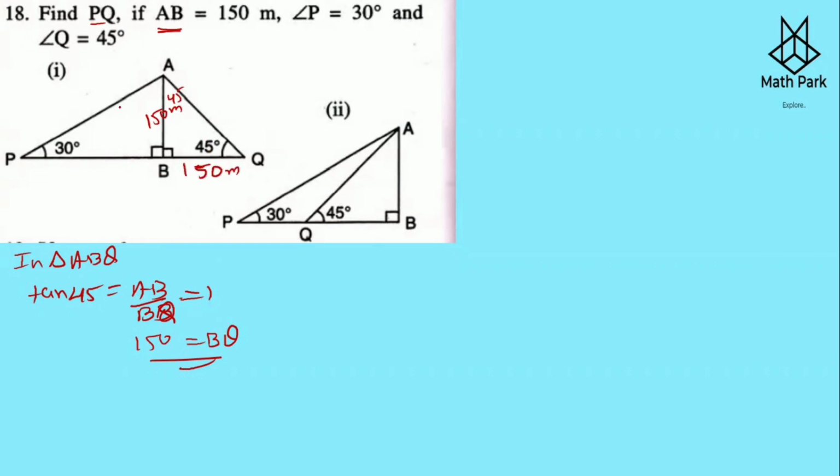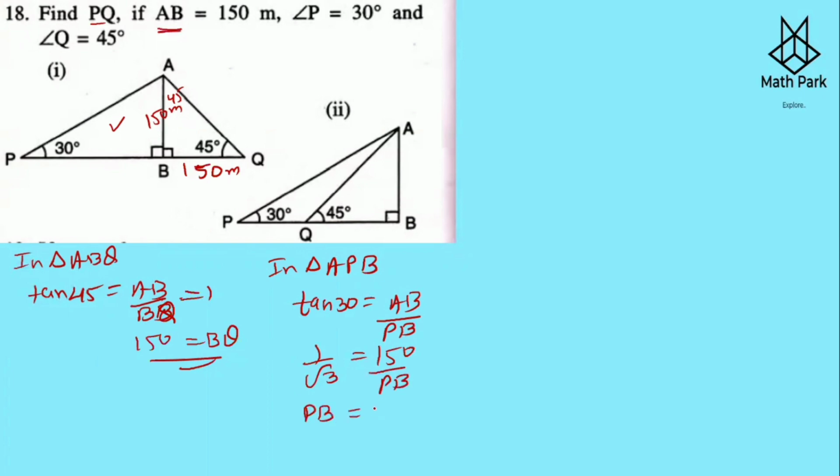Now to find PQ, we need to find PB. So we will now use triangle APB, with opposite and adjacent. We will again use tan 30, which is opposite AB upon adjacent PB. So tan 30 is 1 upon root 3, and AB is 150 upon PB. Cross multiply, and PB is equal to 150 root 3.